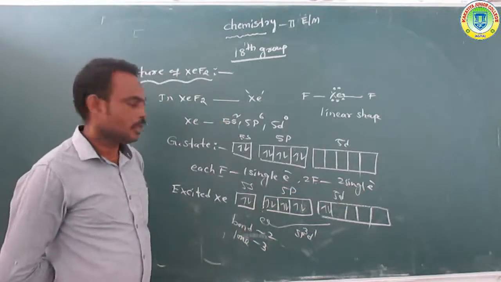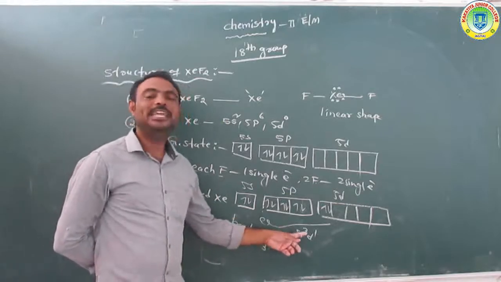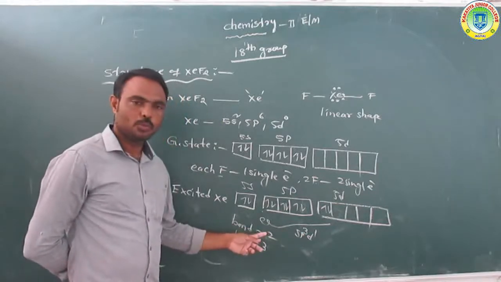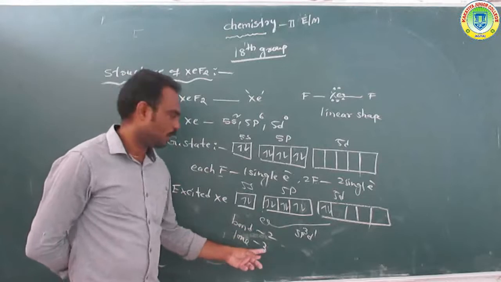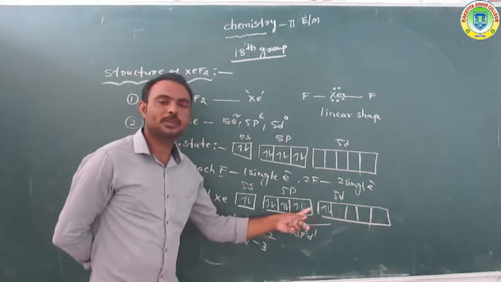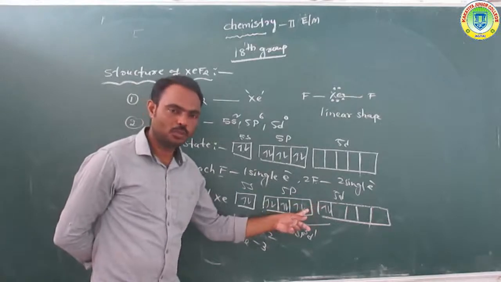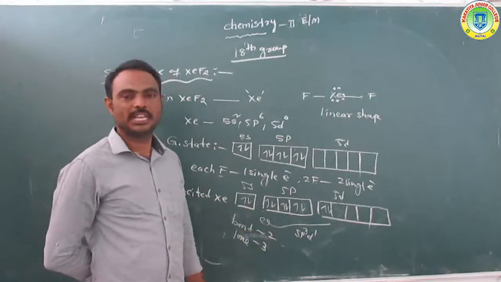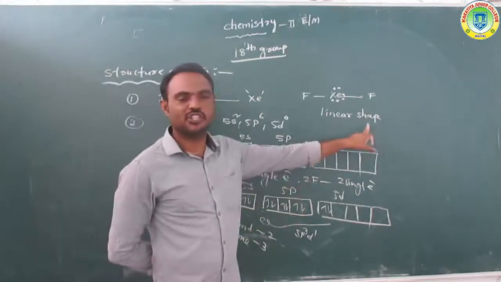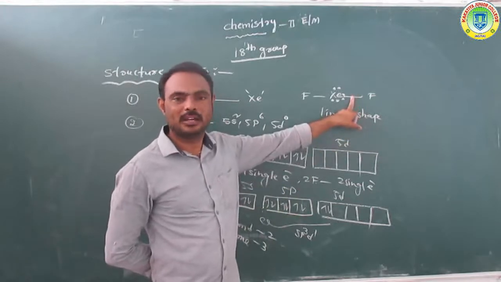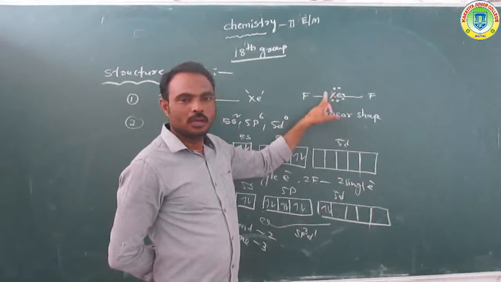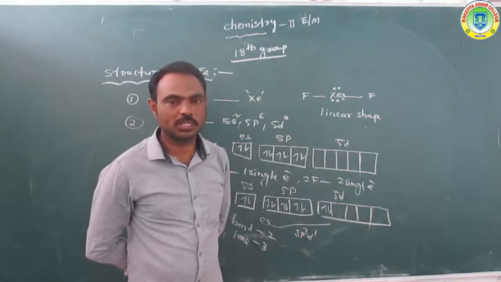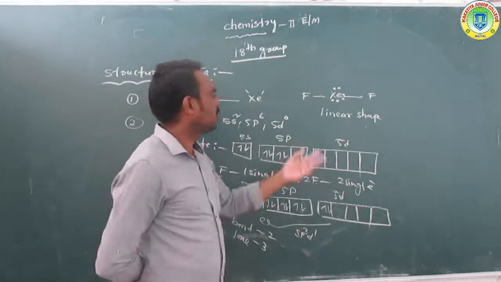So it is sp3d hybridization. Here 2 bond pairs and 3 lone pairs. These 2 pairs participate in the bond formation, so bond pairs 2. These 3 pairs do not participate in the bond formation, so lone pairs 3. What is the structure? Linear shape. Xenon is the central atom and 2 fluorine atoms are attached with 2 single bonds or 2 sigma bonds to form a linear shape.